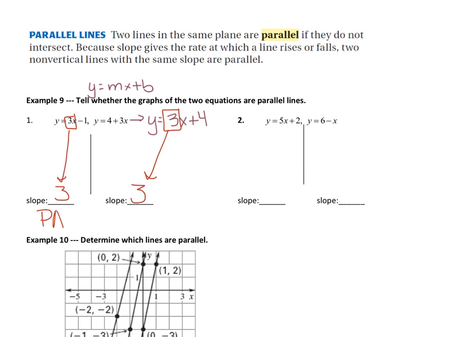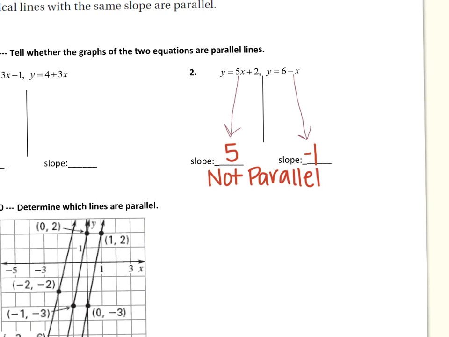So I'm just going to write parallel lines. If the two lines have the same slope, they are parallel. If they do not, they are not parallel. So why don't you try example 2. See if you get two of the same slopes or two different slopes, and then make sure you write a sentence or statement saying if they are parallel or not. So looking here at example 2, we got that the two equations are not parallel because we have a slope of 5 for one equation and a slope of -1 for the other.